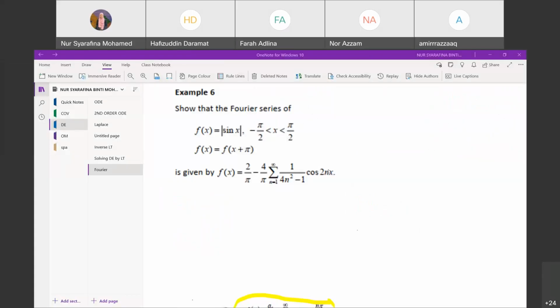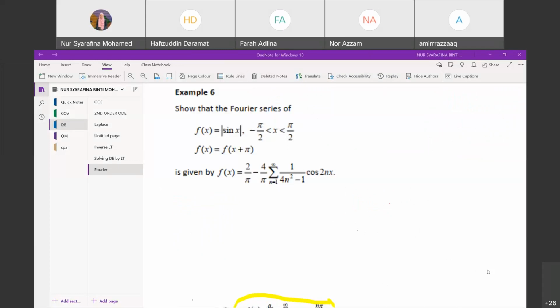Okay, so let's proceed with another example. We have discussed what a periodic function is, what even and odd are, and the importance of finding the type of function, whether it is even, odd, or neither, in order to determine what type of expression you want to obtain in terms of the Fourier series.